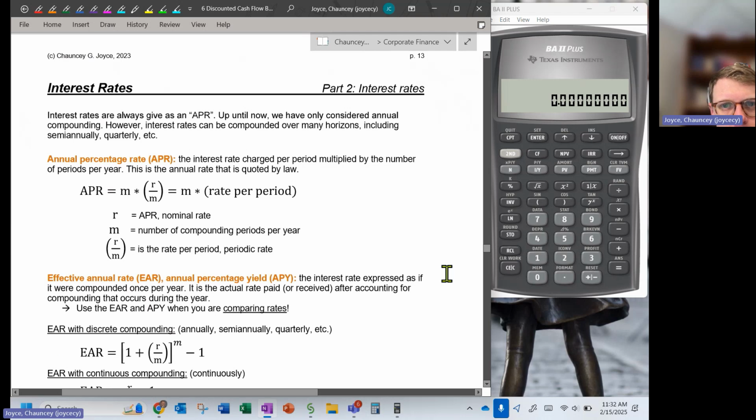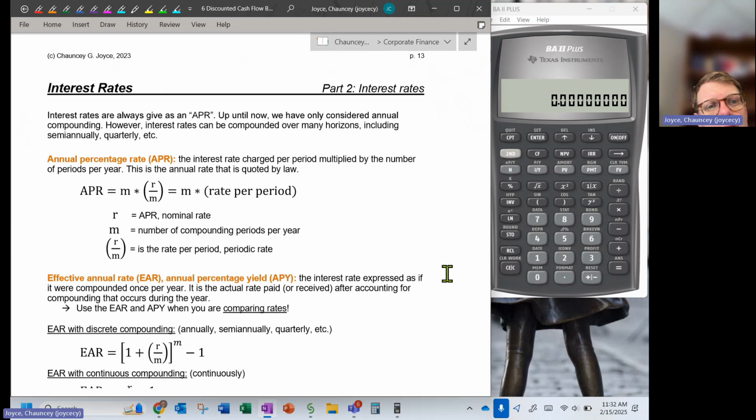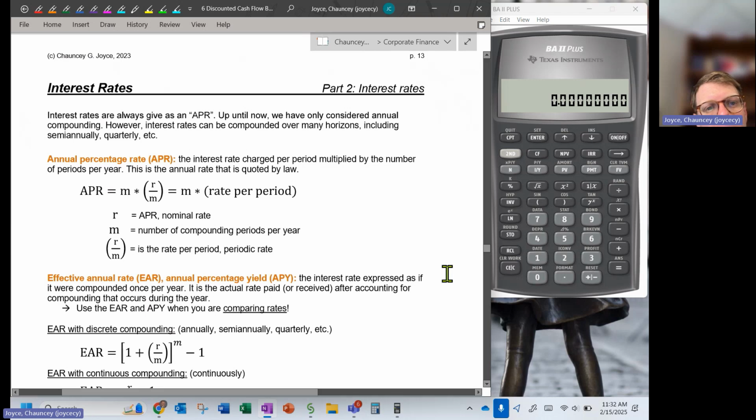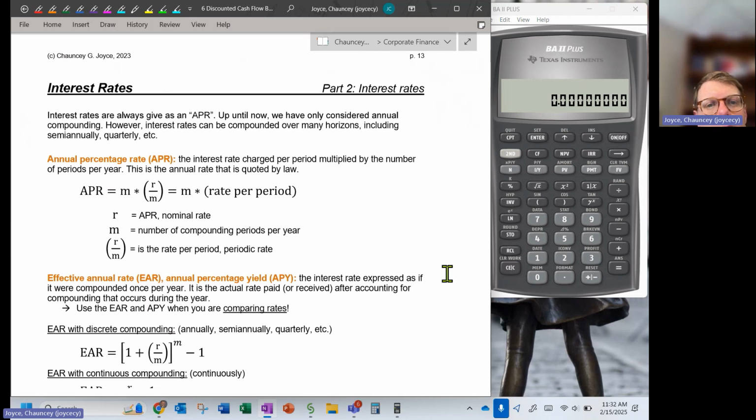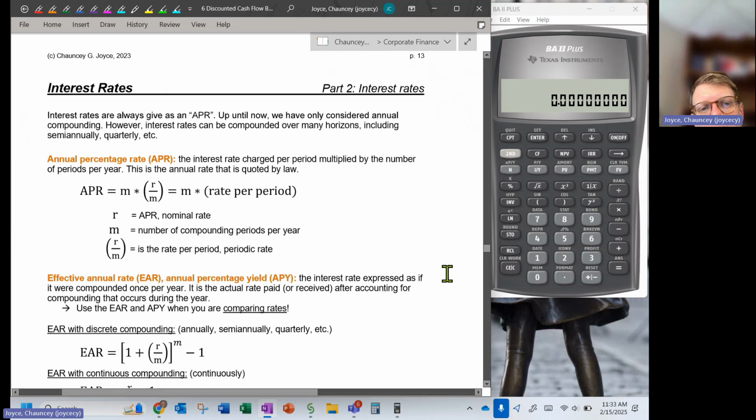All right, let's start with part 2, interest rates. And interest rates can be confusing. So what I'd recommend you do is study these definitions and use them to help you think through them. An annual percentage rate, or an APR, is an interest rate charged per period times the number of periods per year. You'll see this rate. It's quoted by law. You'll see it in a lot of contracts where people discuss an APR.